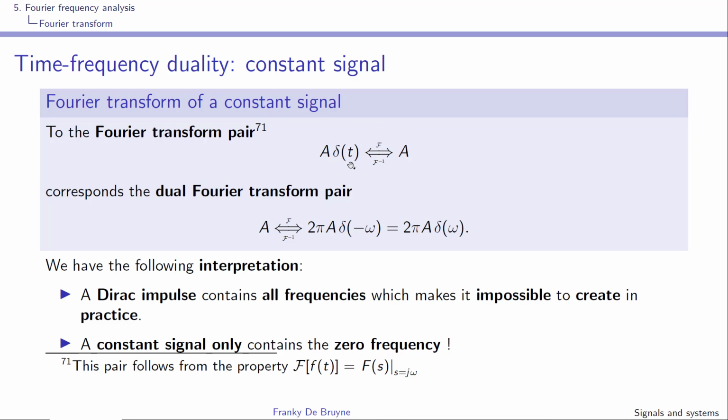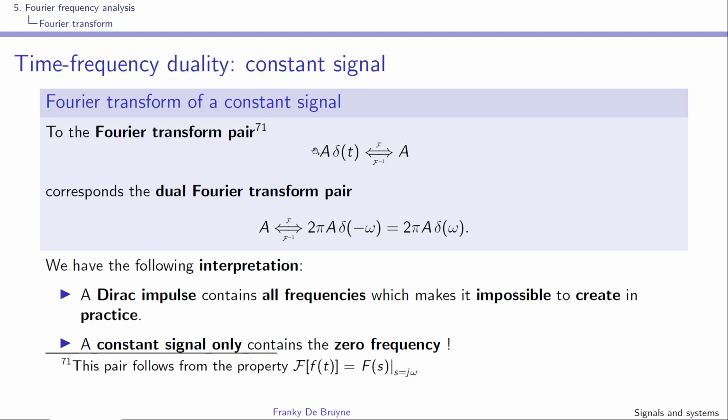The time function is simply a Dirac impulse times a constant, and its Fourier transform is simply the constant a here that multiplies the delta function. Where does this come from? Well, to obtain this Fourier transform pair, we can simply remember that the Laplace transform of the delta is 1, right? So the Laplace transform of this function is simply a, and what you have to do to obtain the Fourier transform is replace s by j omega, but here you have a constant, so it remains a constant.